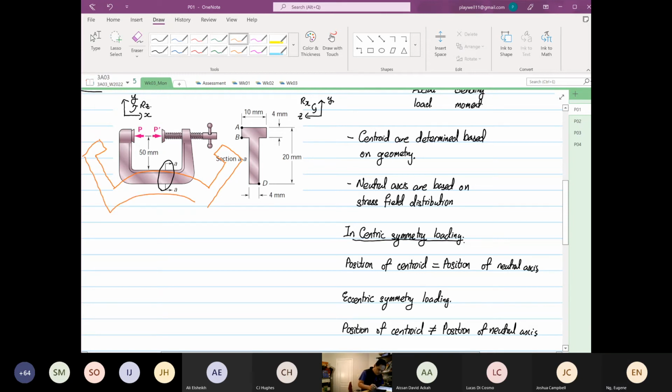And I'm going to construct our centroid. So our centroid should look like this after deformation. This is our centroid. And the centroid before deformation, also in green. So this is also our centroid before deformation.